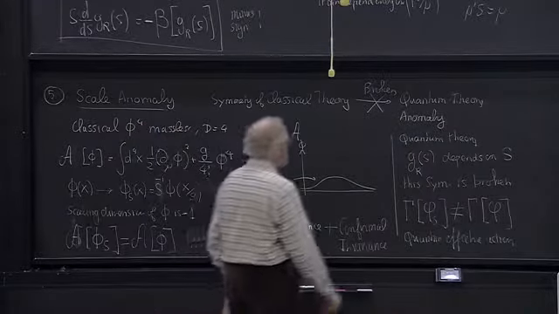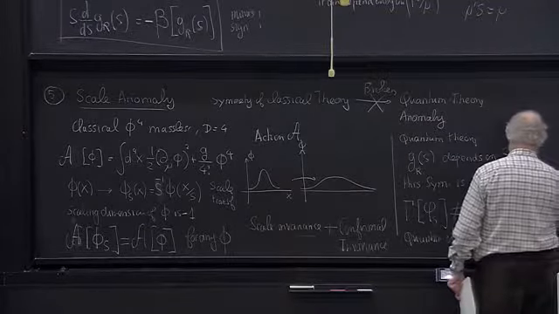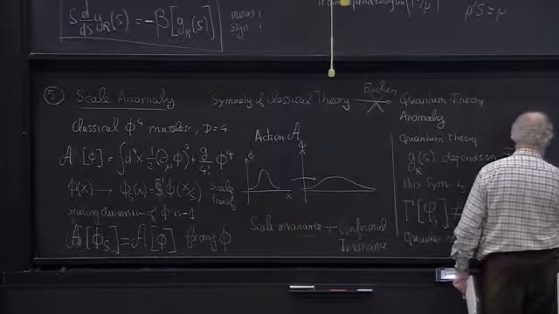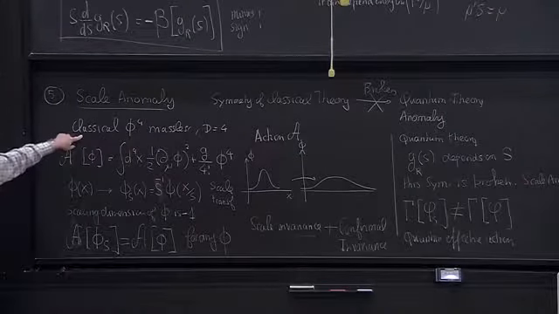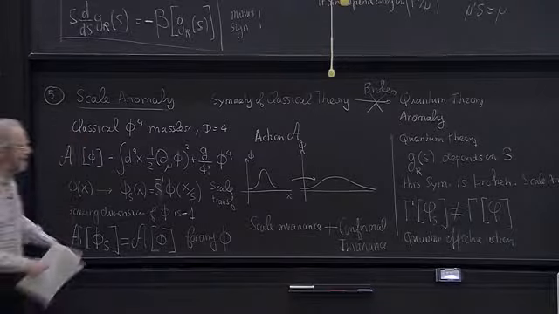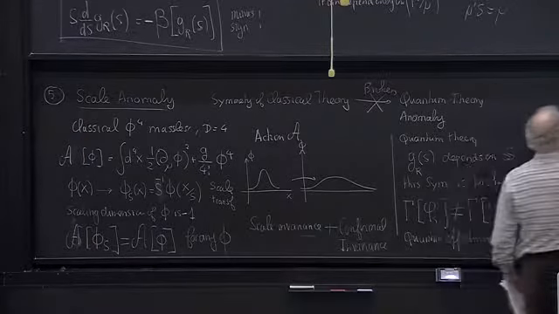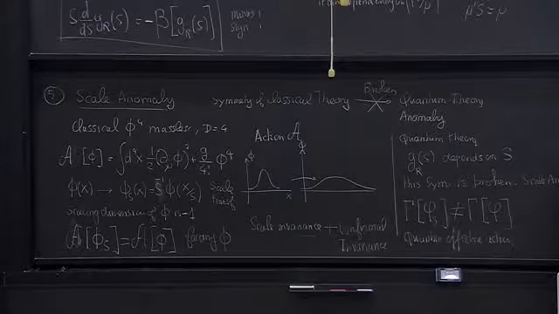Another way to state this is the trace anomaly. This is called the scale anomaly. Classically, if you have a symmetry, Noether's theorem tells you that you have a conserved current. Scale symmetry implies a conserved current J^μ_scale with ∂_μ J^μ equals 0.